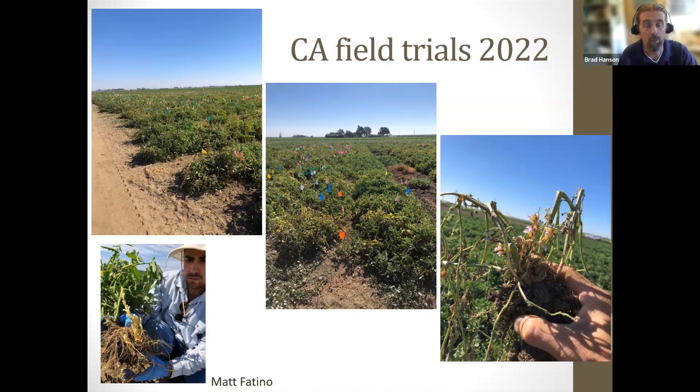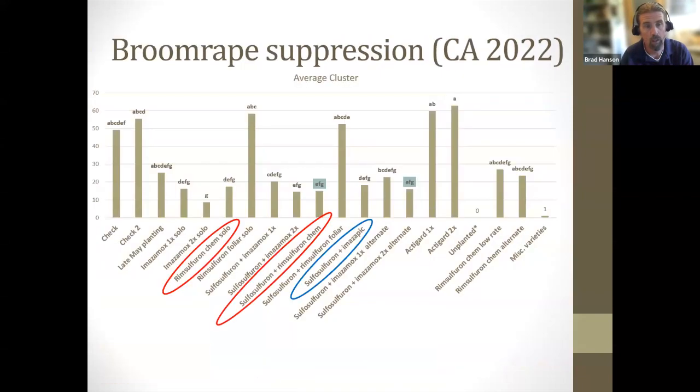So anyway, just to make a point that the broomrapes can grow on other species, and a couple of these weed hosts that are closely related to tomatoes are clearly hosts, as you can see in the right-hand photo. I've got just a little bit of data from the trial in 2022, and basically the tall bars are bad. That means number of broomrape plants per 100-foot plot.